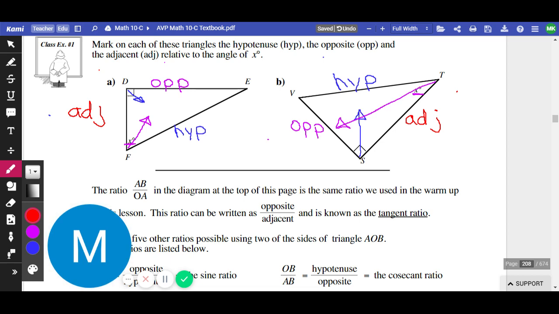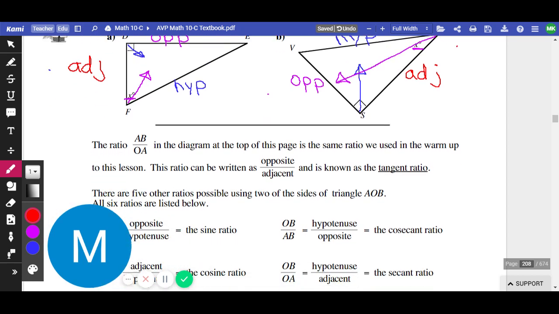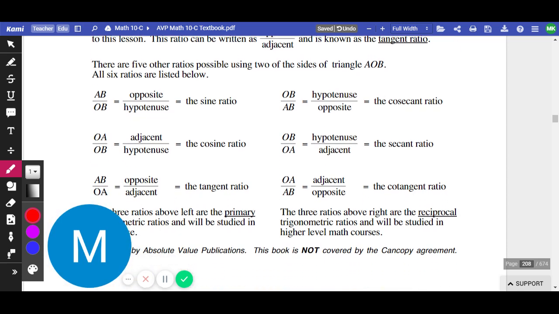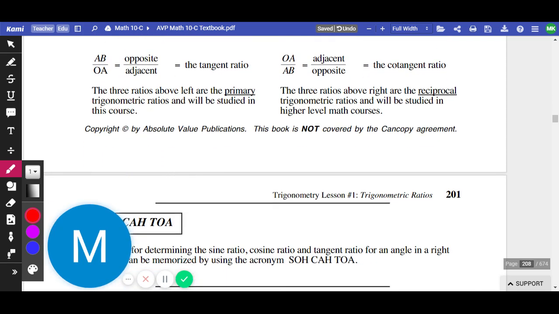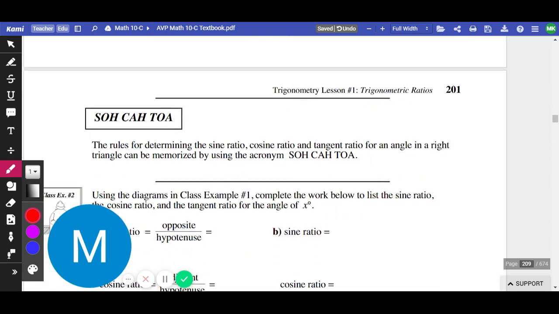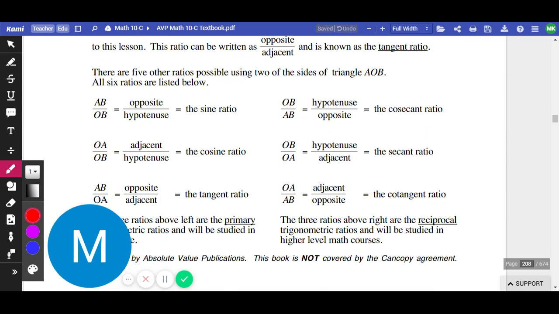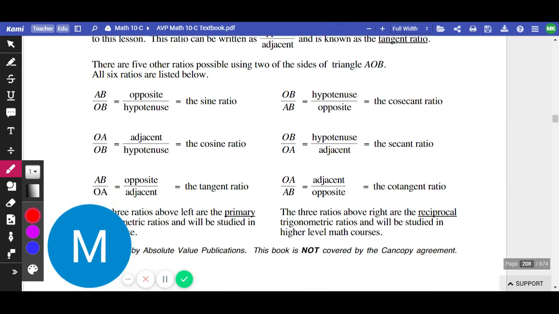Fantastic. All right, we use those sides to create something called trigonometric ratios. Let's talk about this page because it's here, and I don't want you to read that one day and be like, what the heck is he talking about?